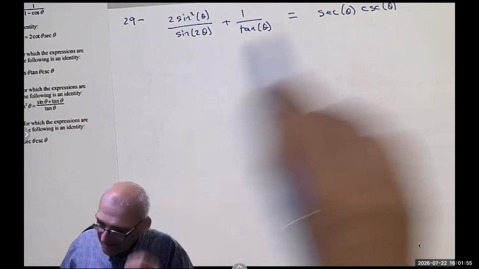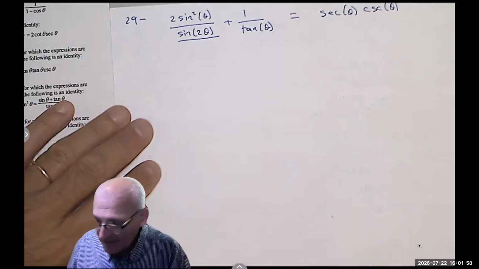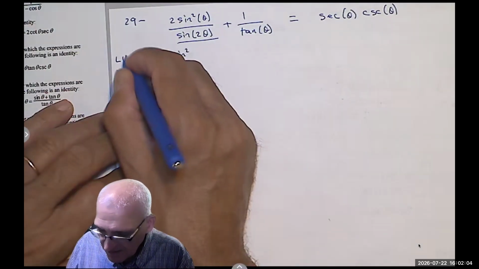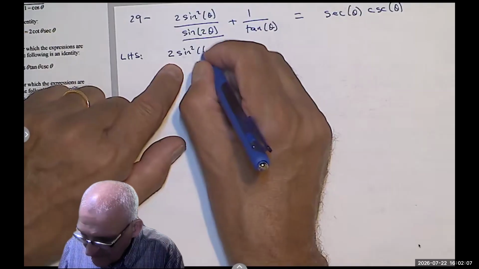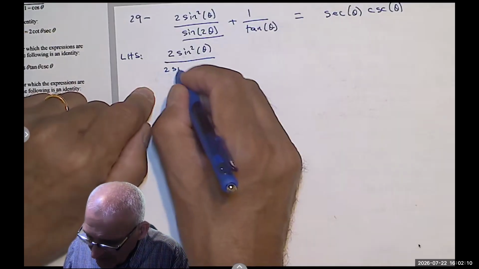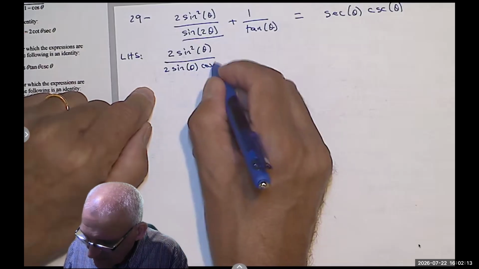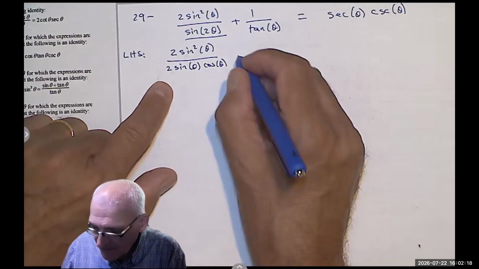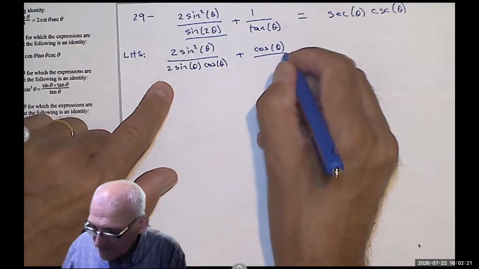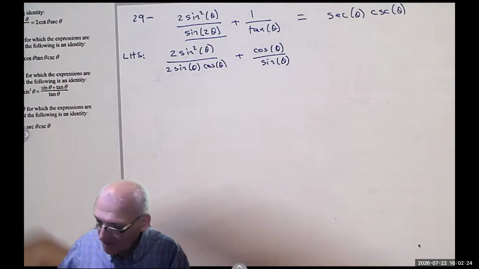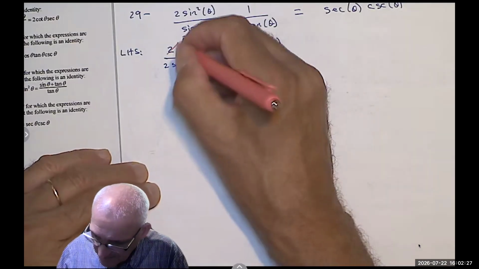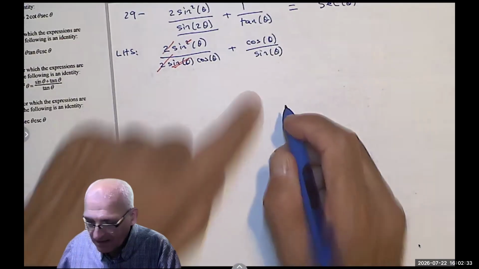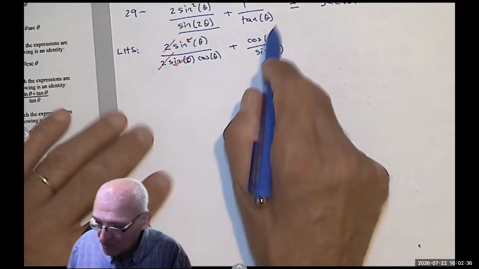Okay, now I see that everything is in theta except this guy. So I have to break it down. First, I'm looking at the left-hand side: 2 sine square theta over 2 sine theta cos theta. Okay, right? 1 over tan is cotan, which is cosine theta over sine theta. The 2 and the 2 cancel. Sine square with the sine cancel. So you get tan plus cotan, right? Or sine over cosine plus cosine over sine.